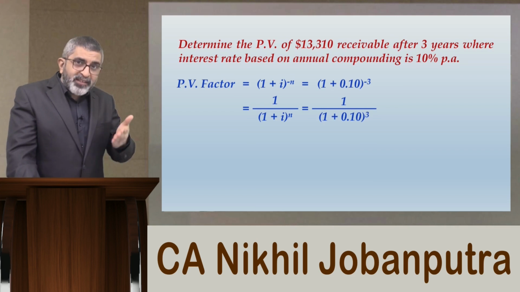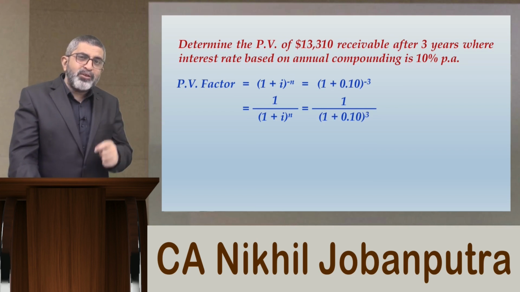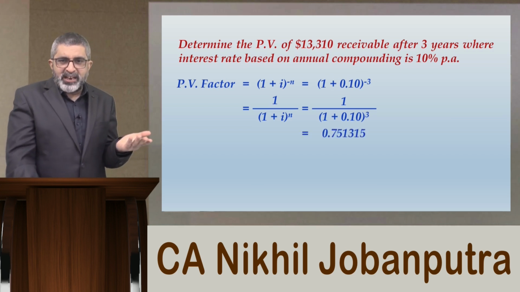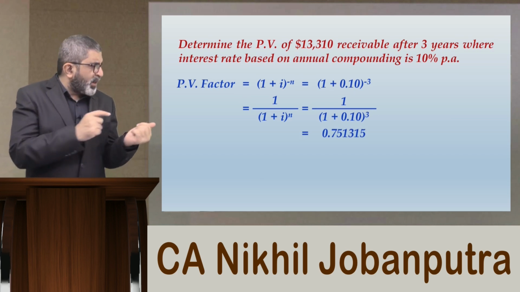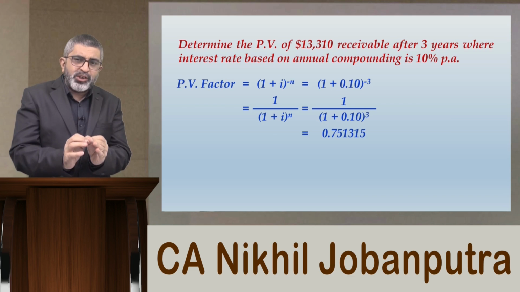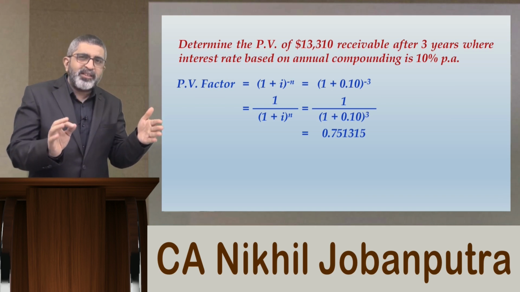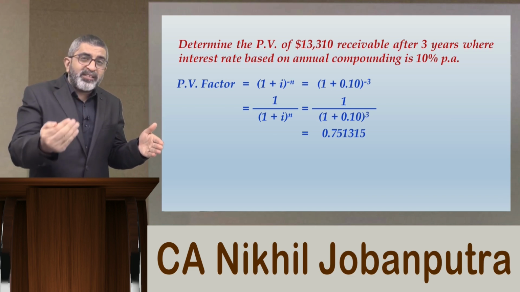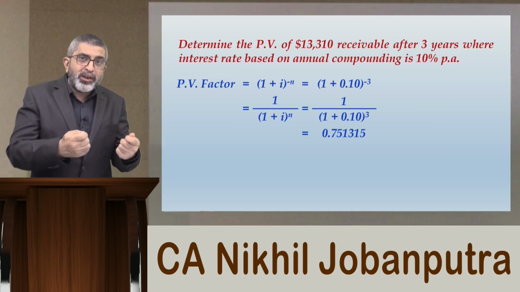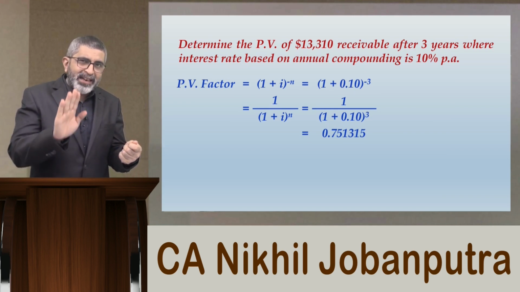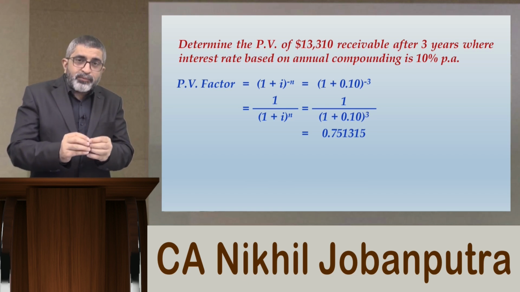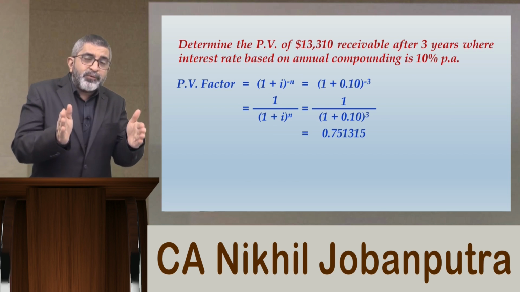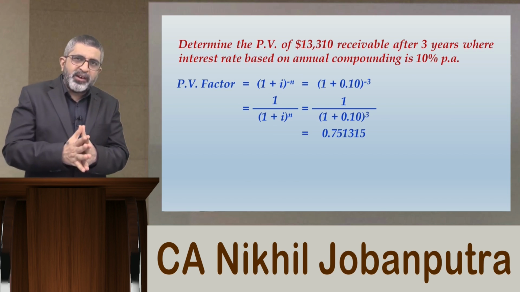So (1 plus 0.1) raised to 3 had a value of how much? 1.331. So just take the reciprocal of 1.331. What you will get is a fractional value. Over here I have restricted the calculation to 6 places after decimal. Now how many places after decimal you need to consider and for which calculations, we are going to learn that in detail ahead. As of now, just understand that we have restricted the present value factor calculation to 6 places after decimal.